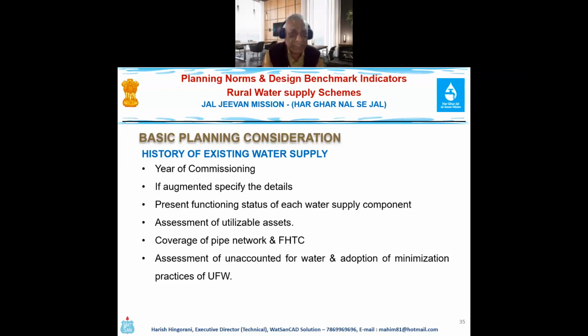Coverage of the pipe network and FHTC is to be very clearly defined. Whether the village is fully covered by the network or needs addition. Again, how many FHTCs are there? So this can be part of retrofitting. And assessment of aquifer water and adoption of water conservation practices is required very much.